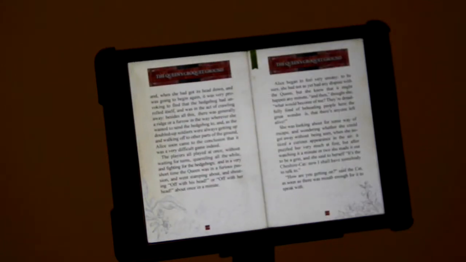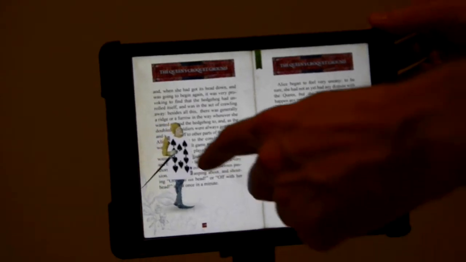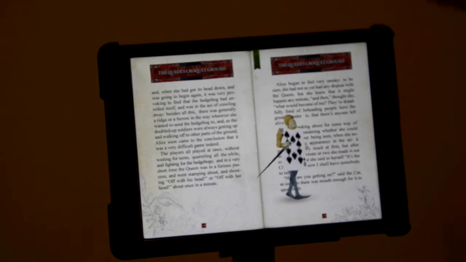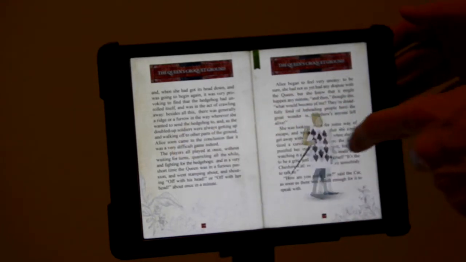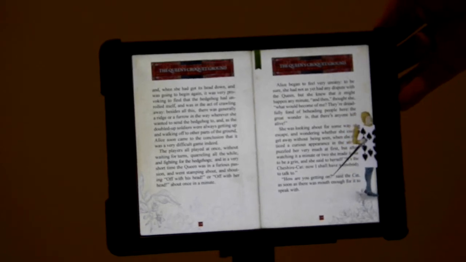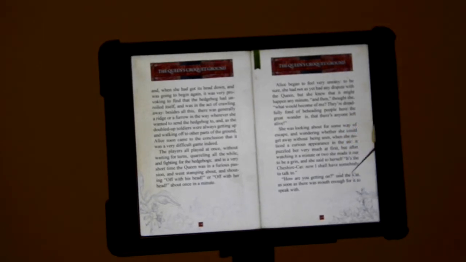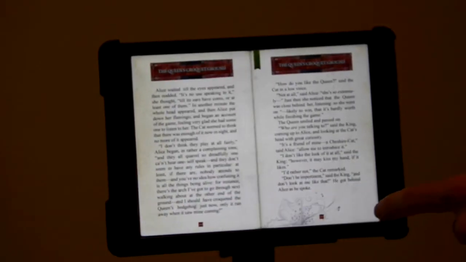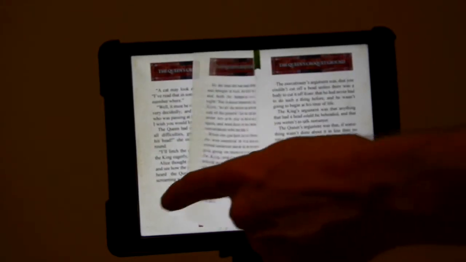And when she had got its head down and was going to begin again, it was very provoking to find that the hedgehog had unrolled itself. It's coming, walking, crawling away. Besides all this, there was generally a ridge or a furrow in the way wherever she wanted to send the hedgehog to. And as the doubled-up soldiers were always getting up and walking off, Alice waited till a cat may look.